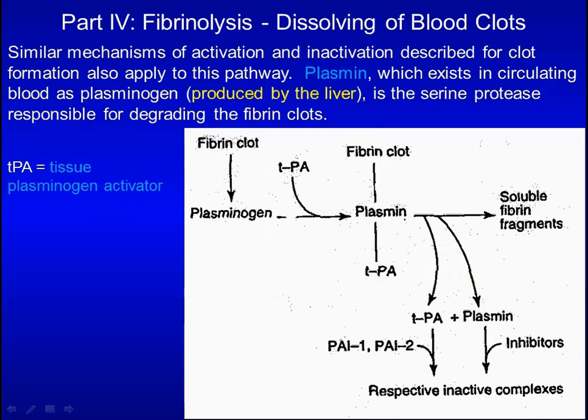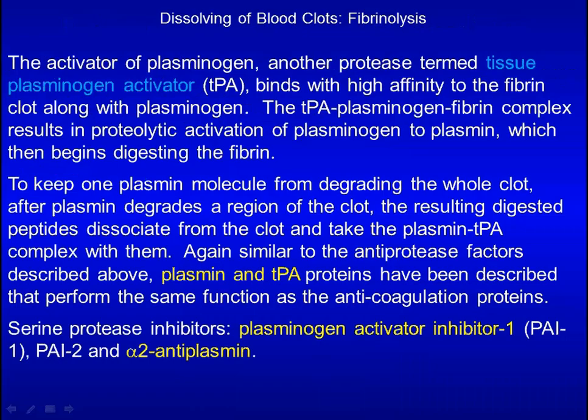TPA is then inhibited by plasminogen activator inhibitors, or PAI. Plasmin is inhibited by antiplasmin. This information is summarized in this slide. Serine protease inhibitors include PAI-1 and PAI-2 for TPA, and alpha-2 antiplasmin for plasmin.